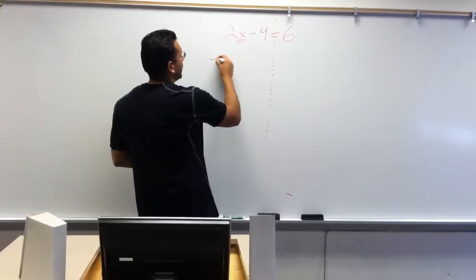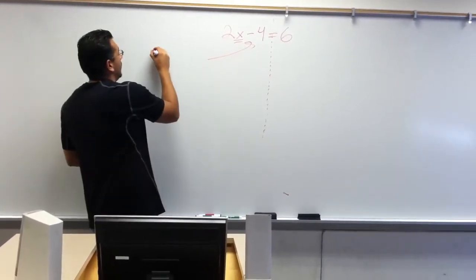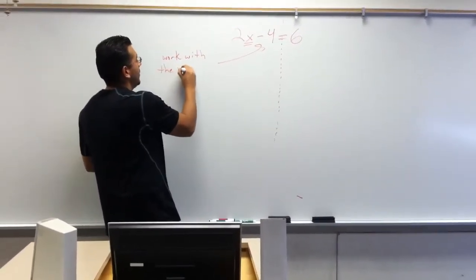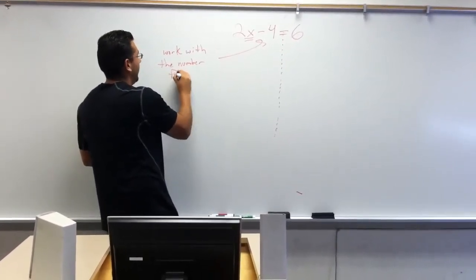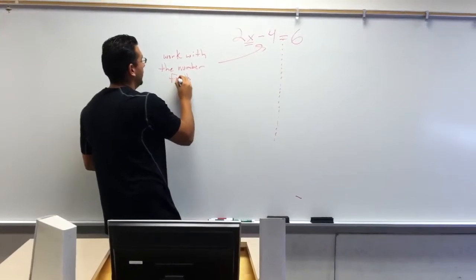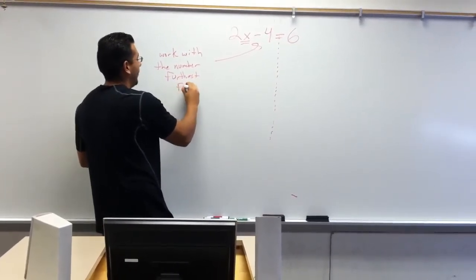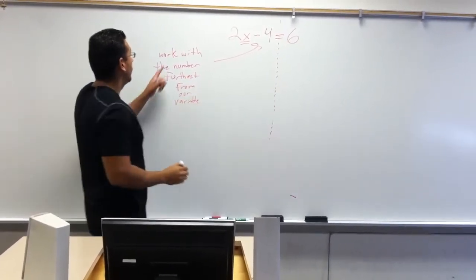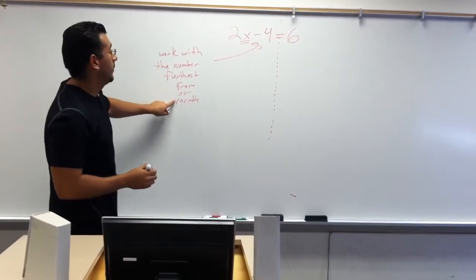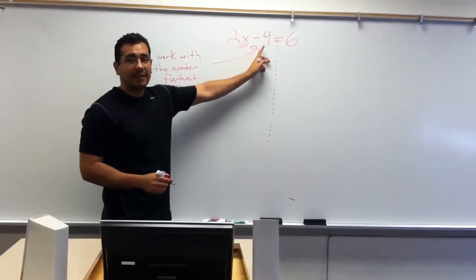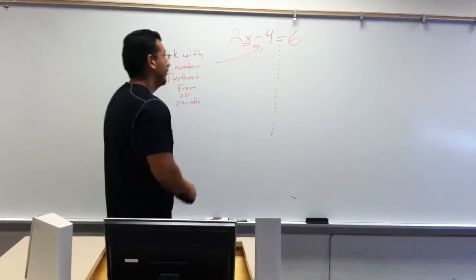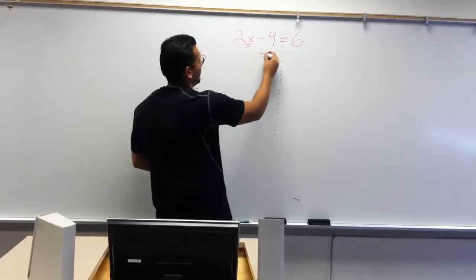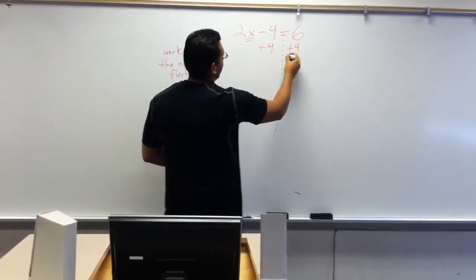So let's put a little note. Work with the number furthest from our variable. So in this case, it was the -4. So what's the opposite of subtracting 4? Good, adding 4. So I'll add 4 to this side, I'll add 4 to this side.